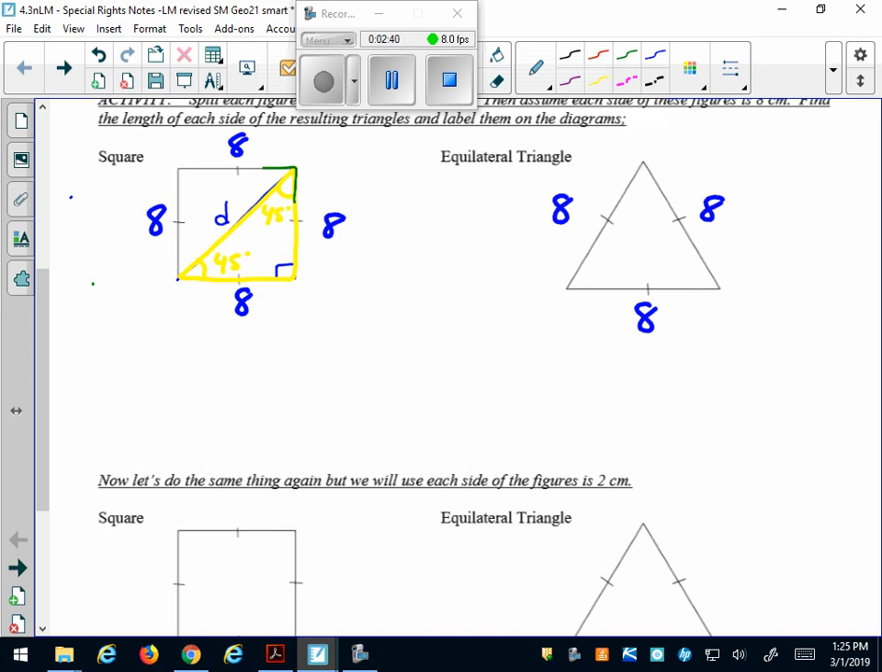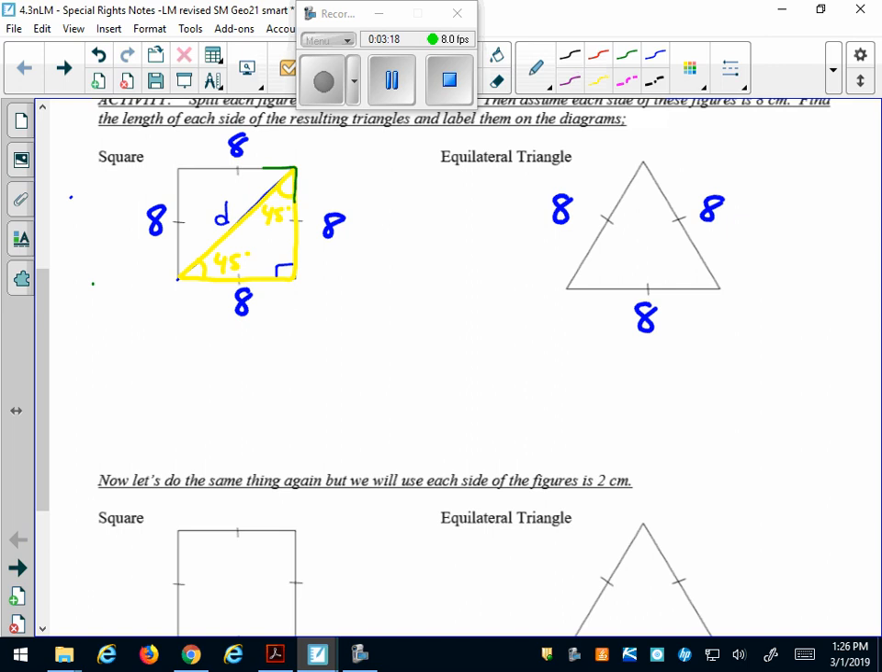What I would like you to do is solve for D. Figure out what the length of D is. How could we do that? It's a right triangle. How could we do it? Good. We could do the Pythagorean theorem. Could we use SOHCAHTOA? Sure, you could. I don't want you to use SOHCAHTOA in this case because I want your answer to be in a simplified radical form.